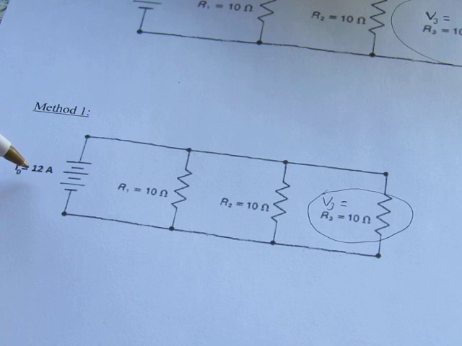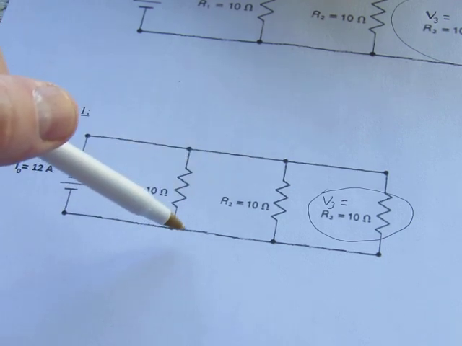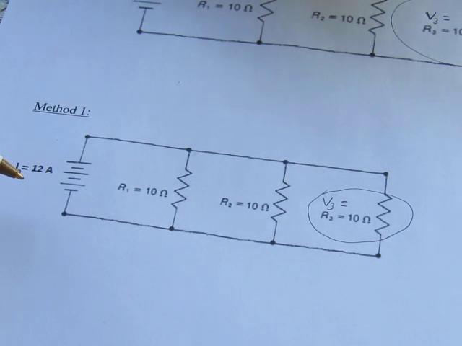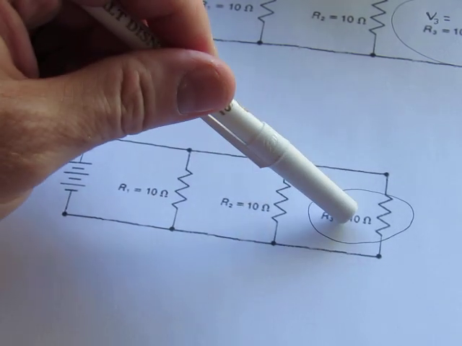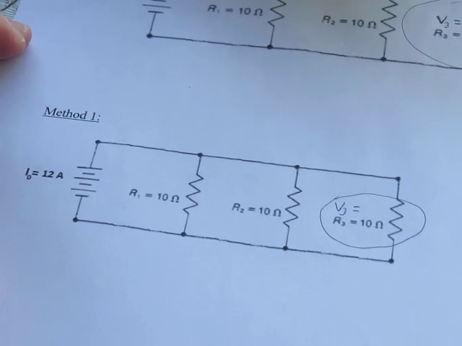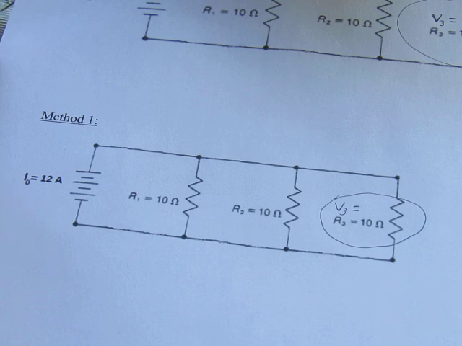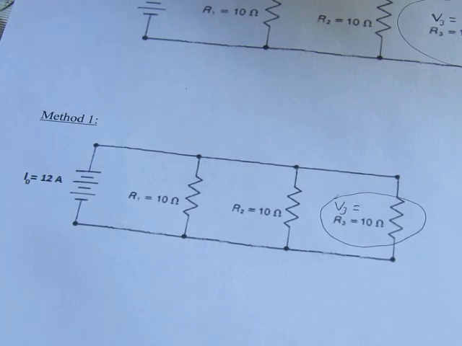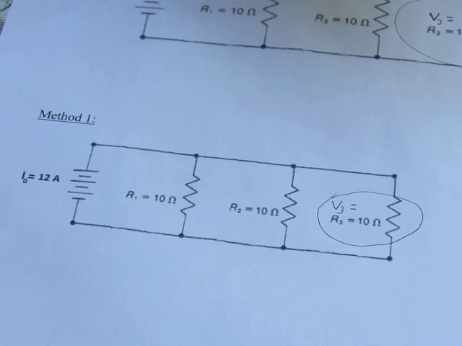And understanding my current laws, I understand that 12 amps is going to travel out of this battery, and it's going to split down 3 different paths, and then it's going to come back together again. Because these resistors are the same value, you can confidently say the current is going to split evenly between those 3. So the easiest way to start this question, if you know your rules, is to say to yourself, the current is going to evenly split 3 different ways.